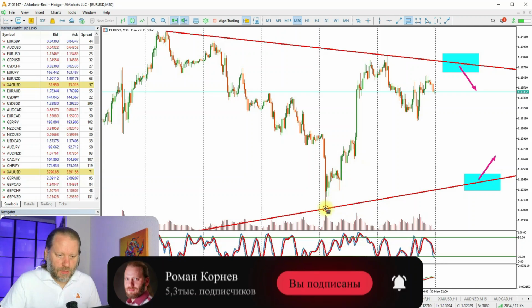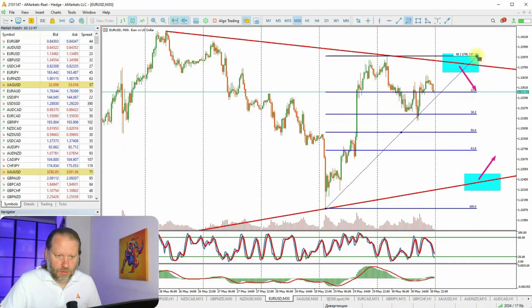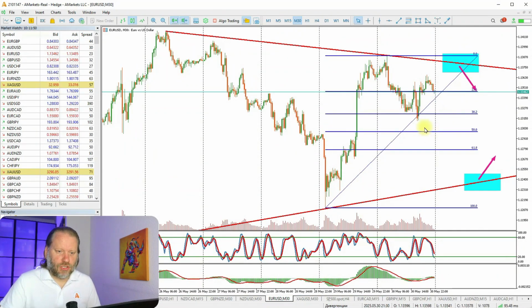But now we will look at the Fibonacci grid. It's a grid like this where there's a Fibonacci ratio. And what I'm observing is that the price, when it was going up, it had a wave, you see, up, and then it corrected down. It broke away from the 38.2 level. This is a good sign.